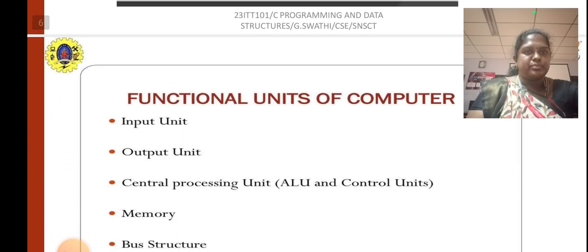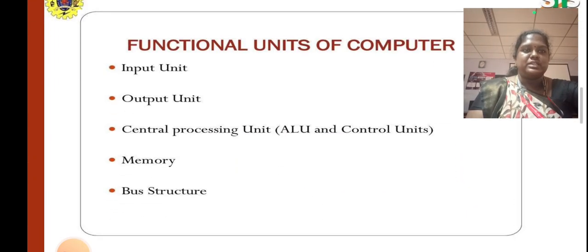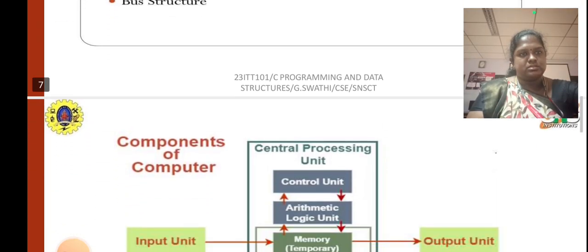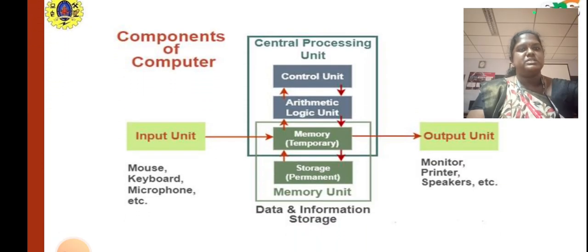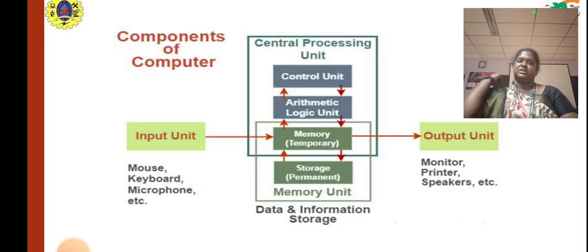The fundamental units of a computer are the input unit, output unit, central processing unit, ALU and control unit, memory, and data bus structure. The components of a computer: the input unit has a mouse, keyboard, microphones, etc. The central processing unit has the control unit, arithmetic logic unit, memory, temporary memory and storage, and permanent memory where data and information are stored. And the output unit is the monitor, printer, speaker, etc.